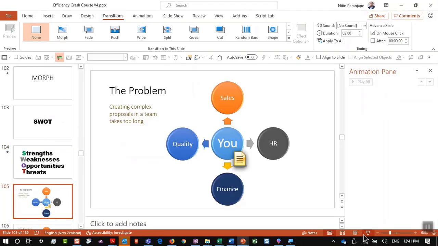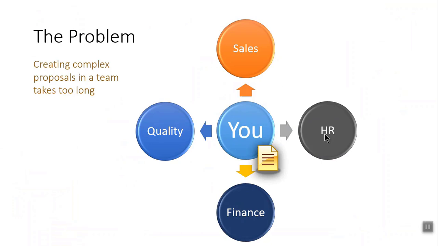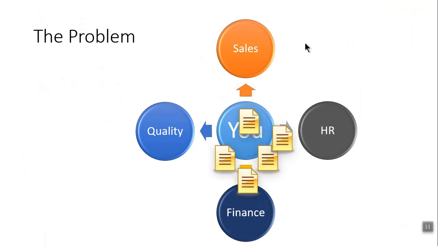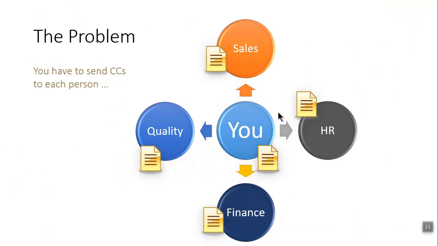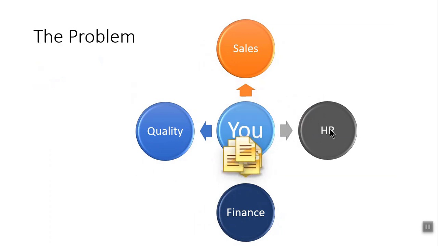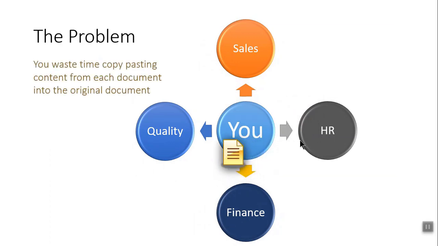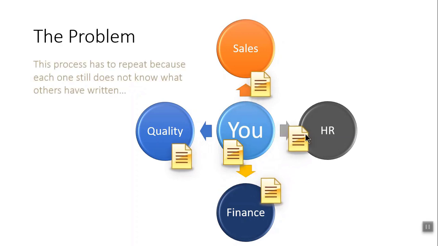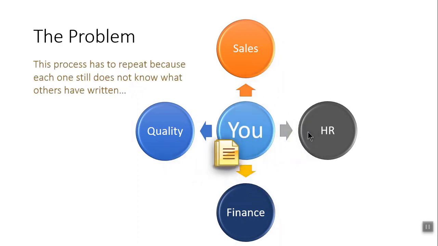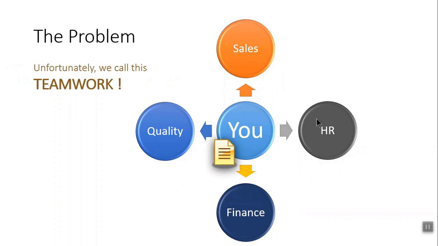For example, I want to show inefficiency by sending attachments. I have one file, I send it by mail to four people, then they reply, then I have five files, then I have to copy paste, which makes a sixth file. Again, they have to know what each other has written. So now 20 copies are floating around. I waste my life like this, managing, and we call this teamwork.